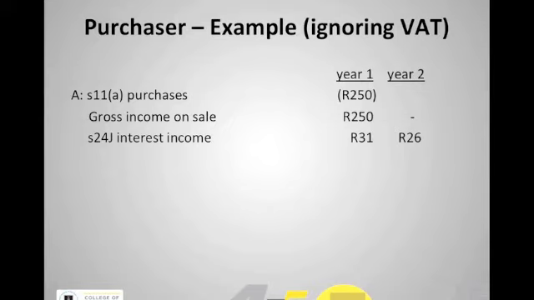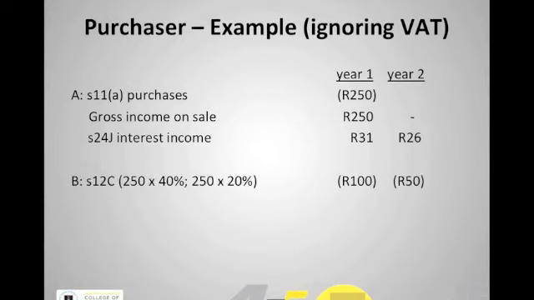B now owns the asset, so B is entitled to claim capital allowances. And because this is not a lease transaction, B is able to claim 40% in year 1 and then 20% in the rest of the years. B has interest expense, and so they show that as a Section 24J interest deduction.